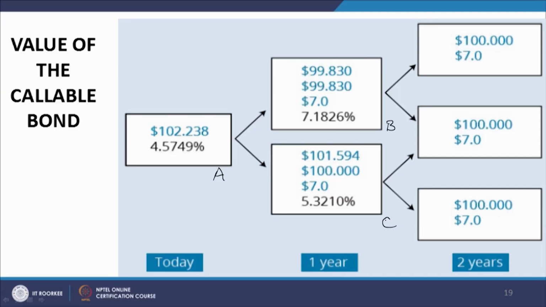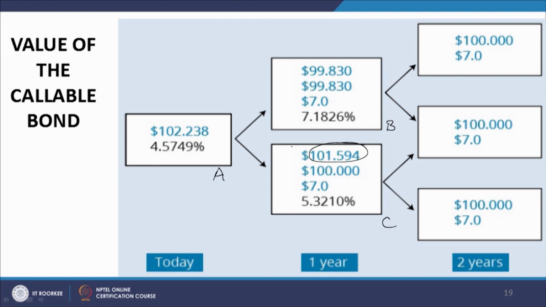Obviously, if the path followed by the evolution process of the bond price turns out to be such that it passes through node B, then the price of the bond would be 99.30, and therefore the call option will not be exercised. I repeat, it will not be exercised. Call option is exercised when the computed price exceeds the exercise price. Here the exercise price is given as 100, the computed price is 99.83, and therefore the call option will not be exercised.